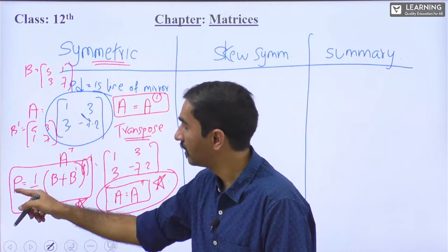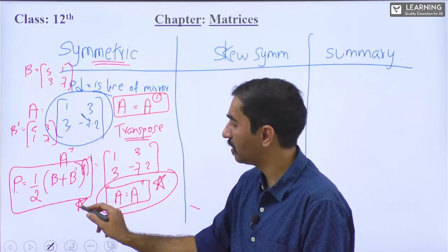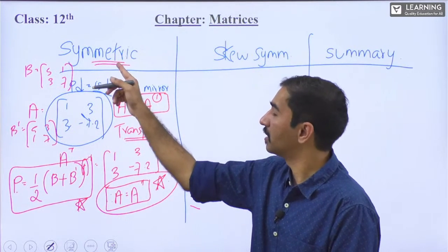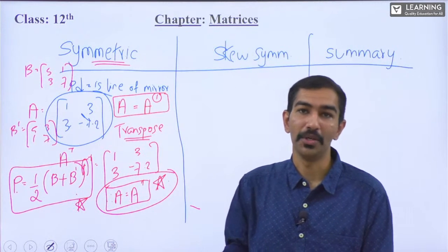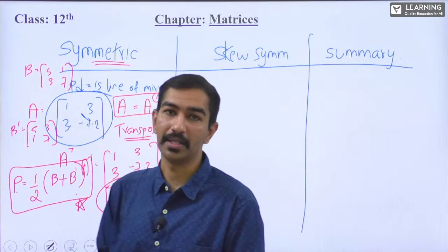What will be P then? P will be a symmetric matrix. So this is point number 2 to be remembered under symmetric matrix. So these both points are the points to be remembered. Alright, moving on to the next one, skew symmetric matrix.